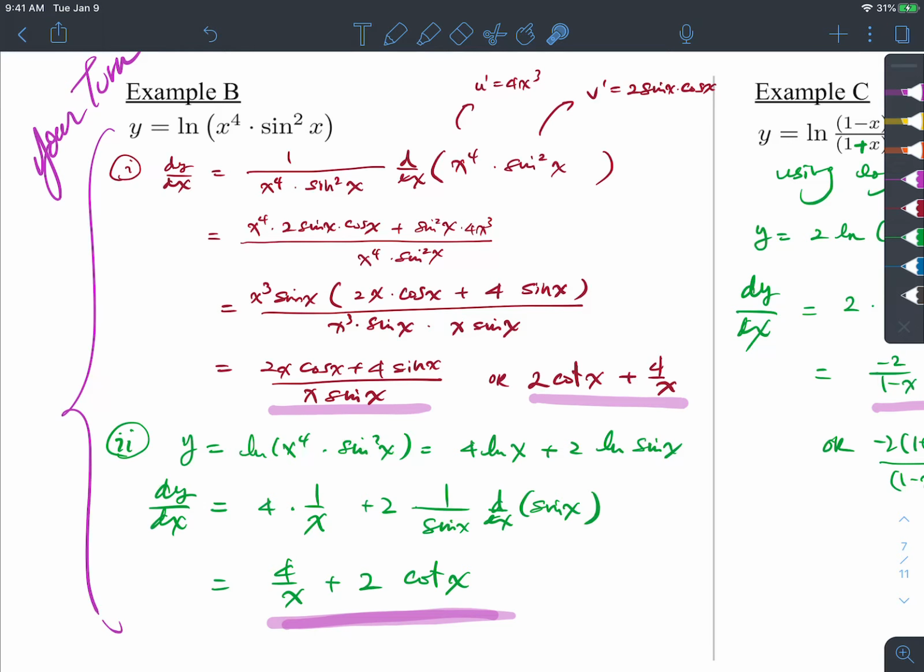I noticed that these have x cubed sine of x in common, so factor it out. And then I just pull that out from the bottom here as well, and they cross cancel, and you're left with this. And then what you could do is simplify that even further, and you should, in this case. It looks so much simpler, doesn't it? It's 2 cotangent of x plus 4 over x. This is a lot of work, right? There are lots of little places where you could make a mistake.